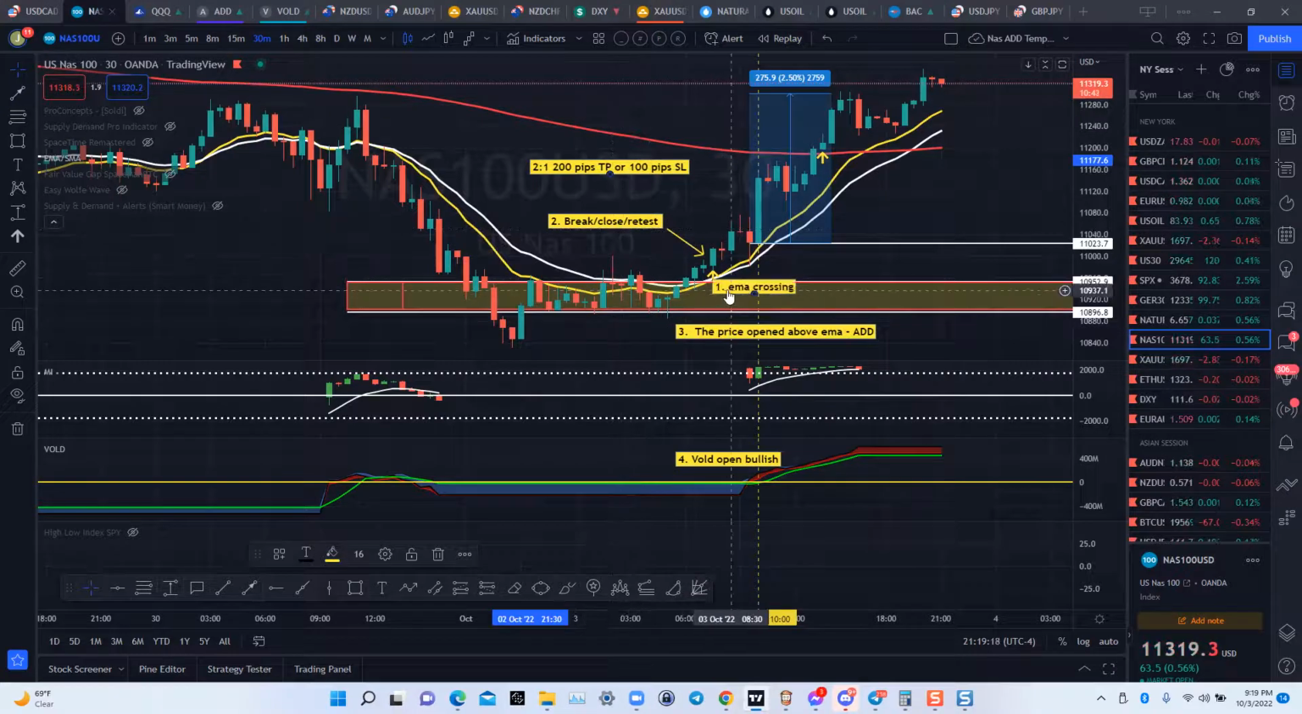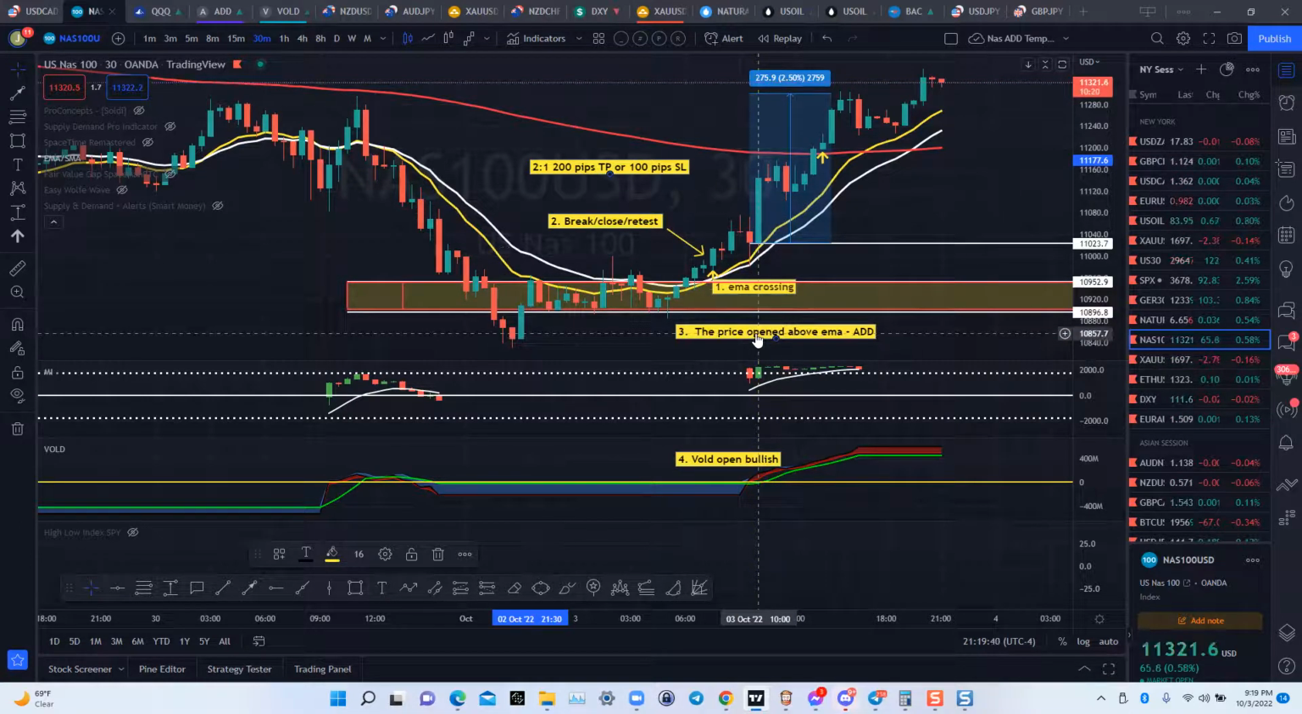EMAs, you look to see when they cross. You want the EMA to cross before 9:30. It's okay to have them cross around 9:30, and sometimes they might not cross until after 9:30. But the ones I found that cross before 9:30, and then this opens up bullish, the EMAs are above. Everything has to be in the same direction.